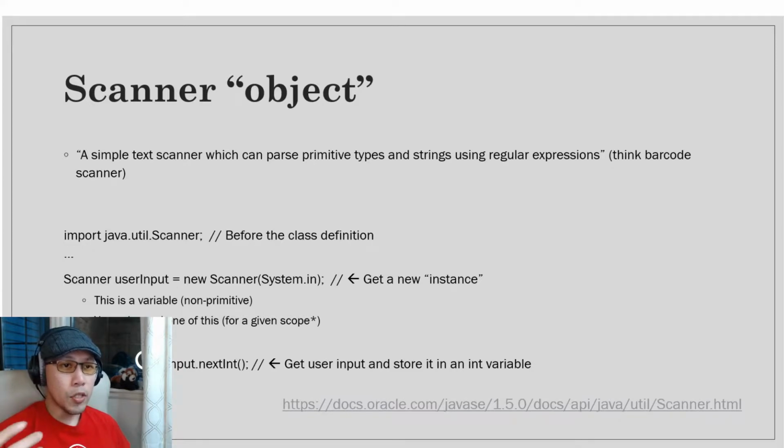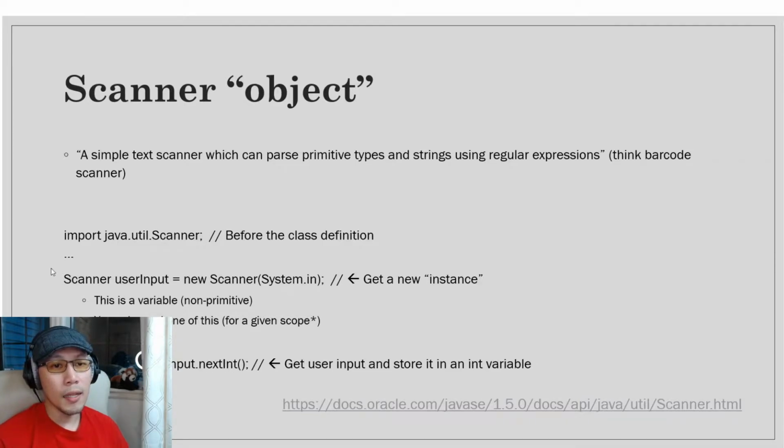In order to properly use the scanner object, you need to have this import statement, import java.util.Scanner, and you need this before the class definition. In a moment, I'm going to demonstrate what happens if you don't do that. You are also going to need to get a new instance of a scanner object, let's say something like this, Scanner userInput = new Scanner(System.in).